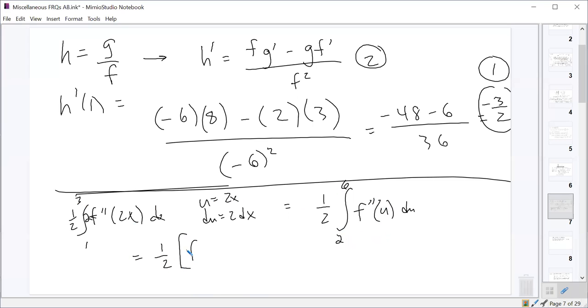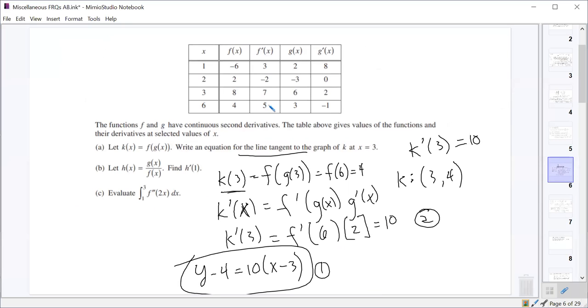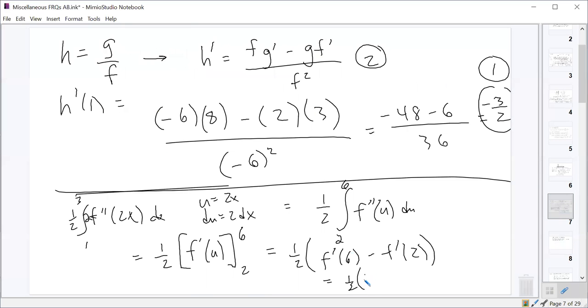So we have 1/2 f prime of u from 2 to 6. So this is 1/2 of f prime of 6 minus f prime of 2, which ought to be a half of, let's see, f prime of 6 is 5, and f prime of 2 is negative 2, so 5 minus negative 2, which looks like that is 7 over 2. Good or no?